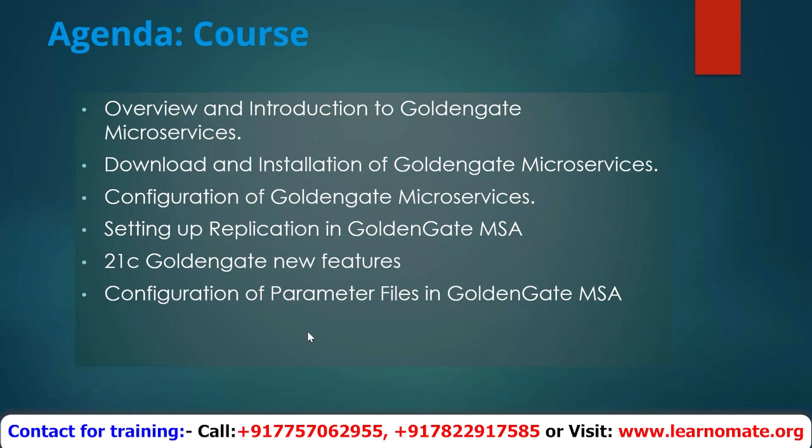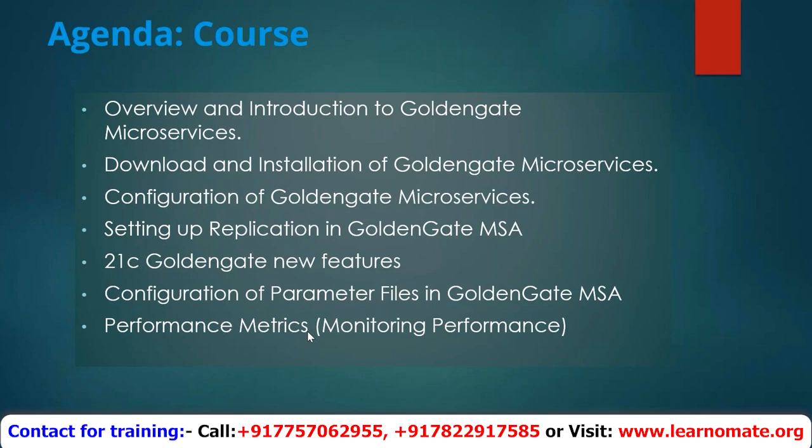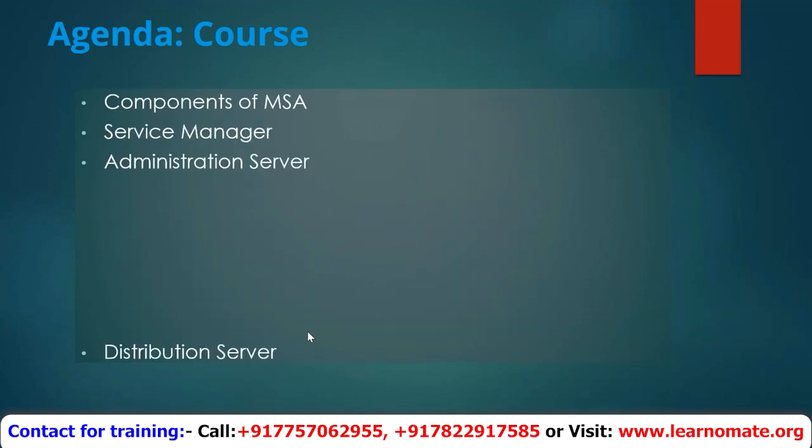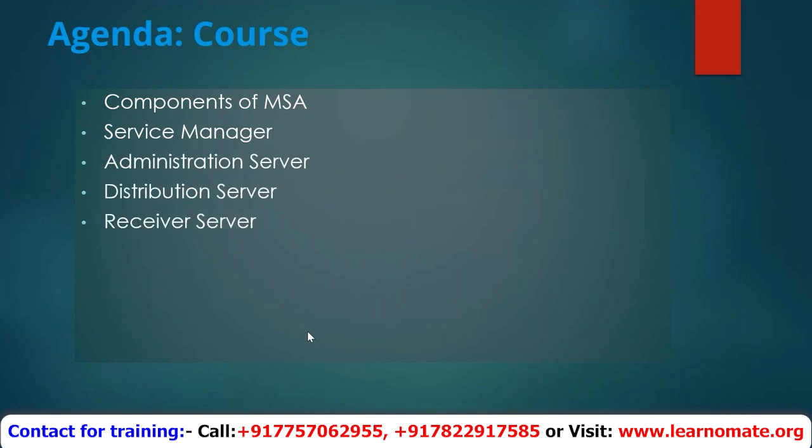We'll be discussing how to configure parameter files in GoldenGate microservices, how to create a credential store, and performance metrics. Monitoring the GoldenGate performance is another important aspect. The performance metrics server was introduced from GoldenGate version 12.3 and is still considered to be a newbie. How we use it and what the performance metrics server is, we'll be discussing that. Then different components of microservices architecture: service manager, administration server, distribution server, receiver server, admin client versus GGSCI.